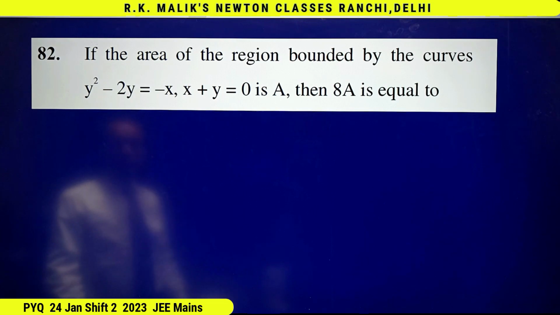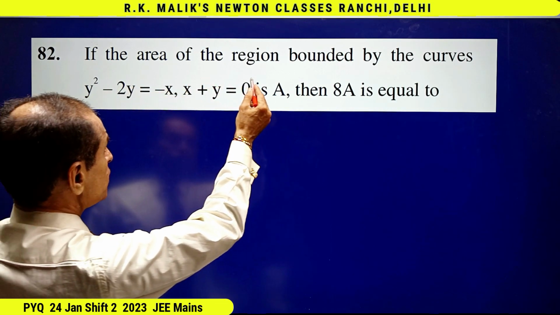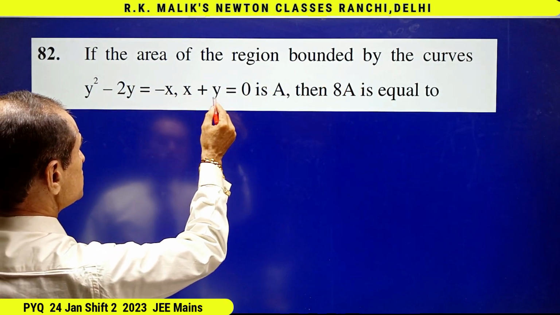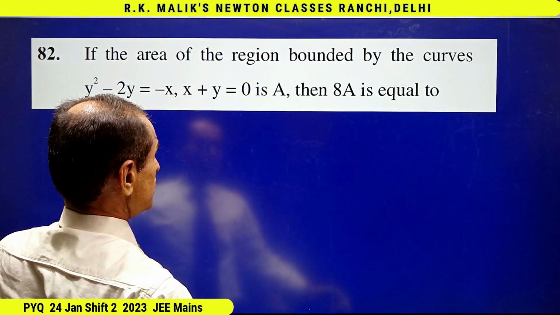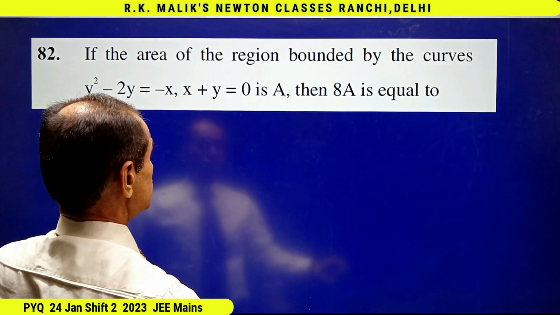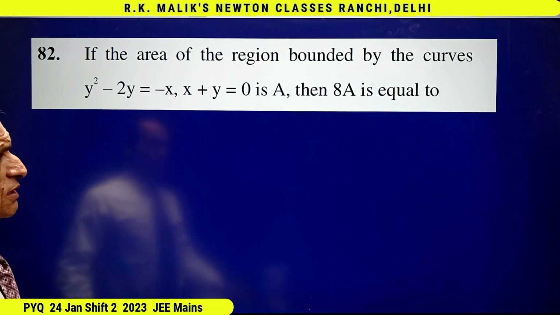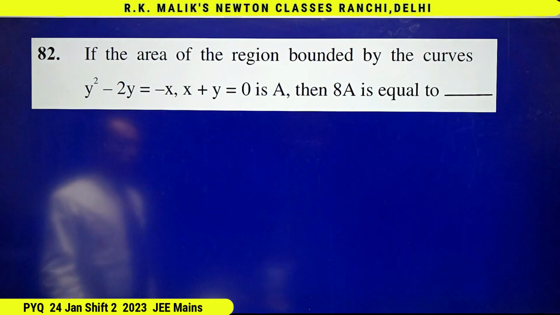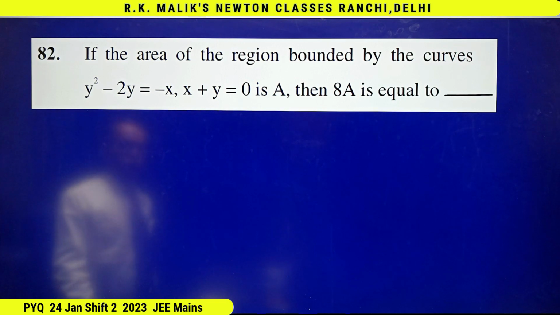In this question, it is given that if the area of the region bounded by the curves this and this is A, then 8A is equal to dash. You have to fill in the blank. It's very easy, just a board level question. Still, I will do it.